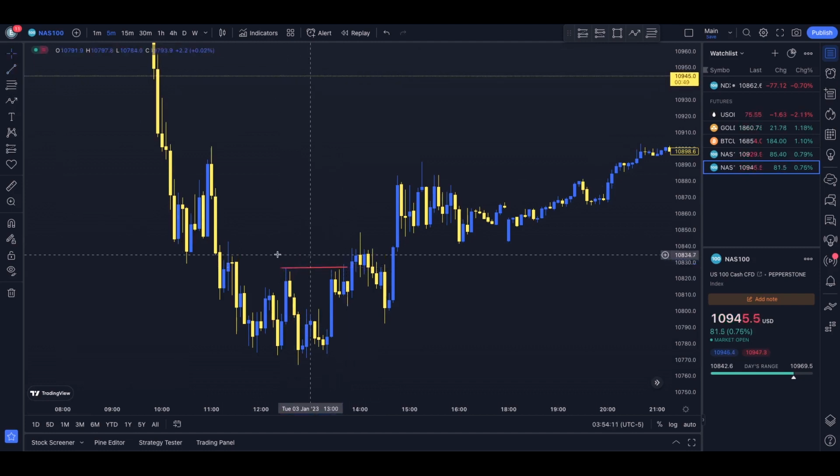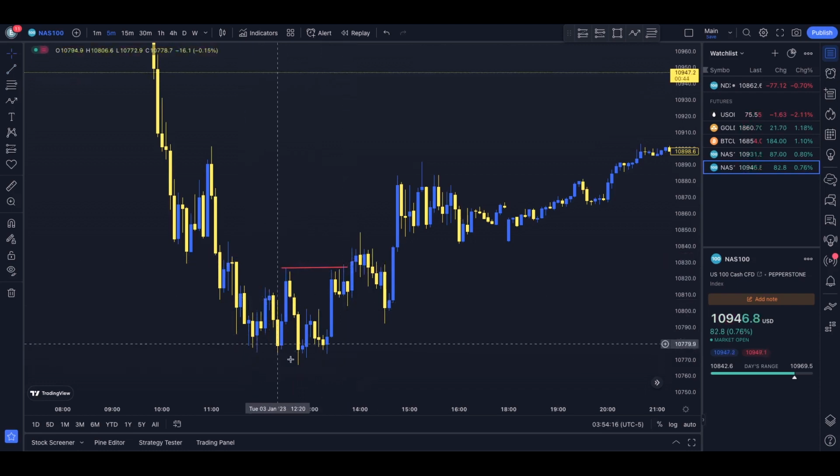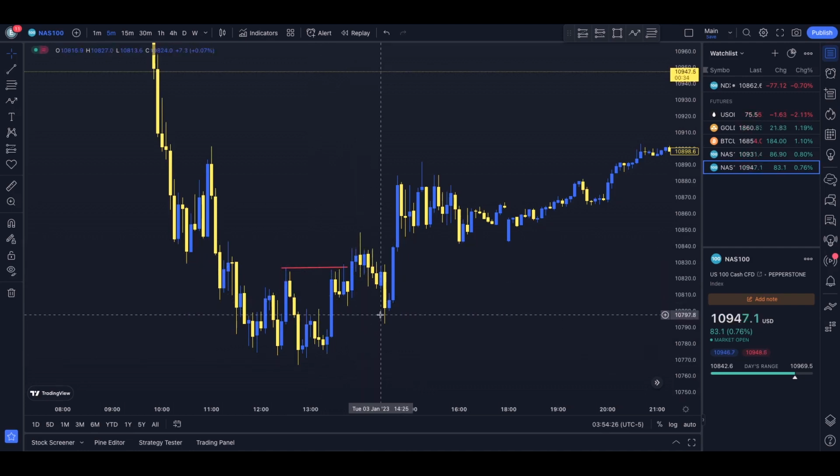So I came to the 5-minute time frame and I saw a break of structure right here. As you can see, we have a double bottom right here, and then we have a break of structure on the upside. So what I was waiting for was a pullback, and then I was gonna find the entry right there. I was gonna enter right here, but if I enter the trade right here, I was not gonna have a very good risk reward ratio.